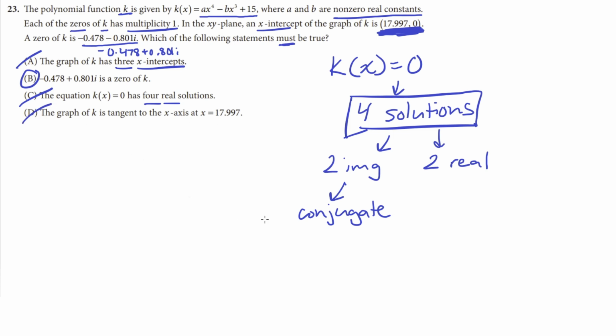The graph of k is tangent to the x-axis at x equals 17.997. This is also false. We're told that there's an x-intercept at 17.997, but we don't know if it's tangent. So it could be tangent and touch the x-axis and bounce off, but it could also just pass through the x-axis. This would still be an x-intercept, but this would not be tangent to the graph. So the correct answer is B.